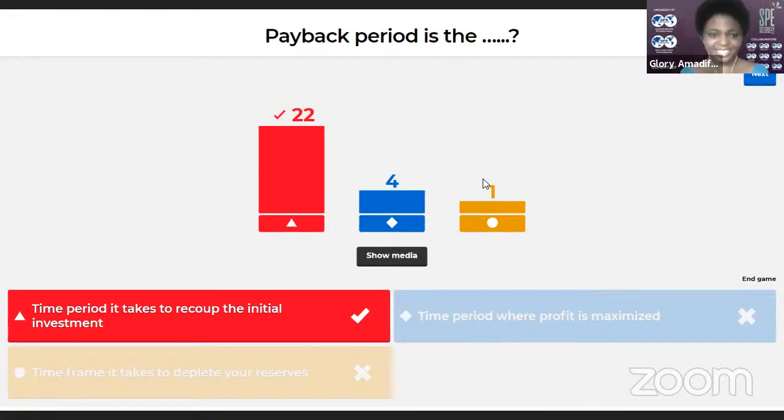I think it's like this. Oh, time. So payback period is the time period it takes to recoup the initial investment. Oh, thank you. We got that. Wow.